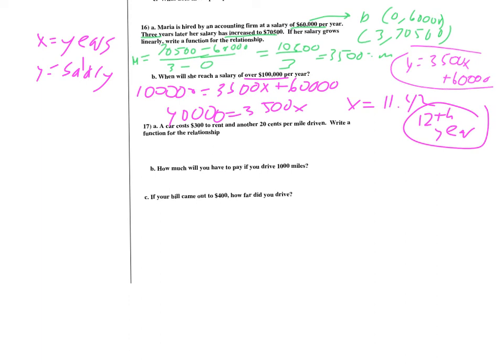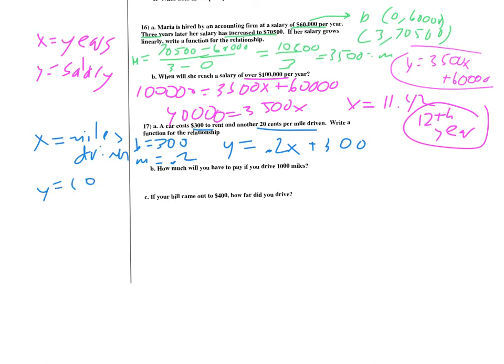Last up, we have a car that costs $300 to rent and another 20 cents per mile driven. I think the b would be 300 because you have to pay 300 right off the bat. The m would be a positive 0.2, because I'm converting that to dollars. It's $0.20, and that's the change, so it increases by 0.2 for every mile we drive. So y equals 0.2x plus 300, with x being the miles driven and y being the cost.